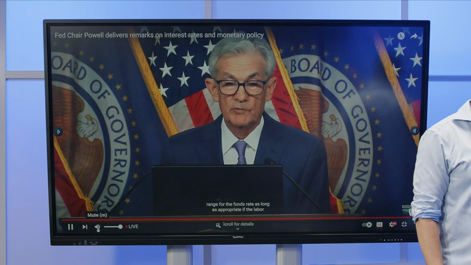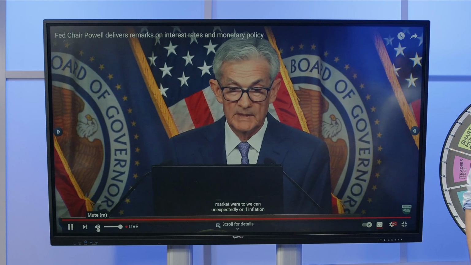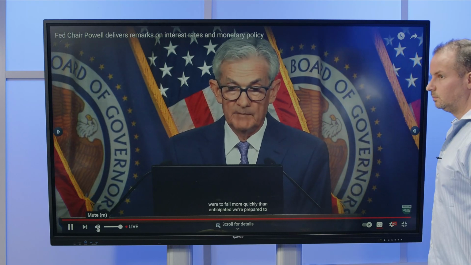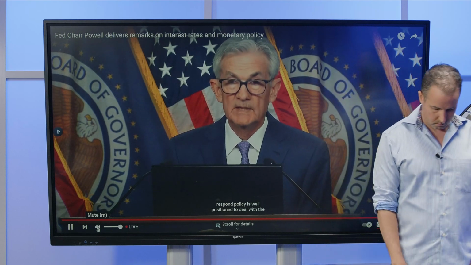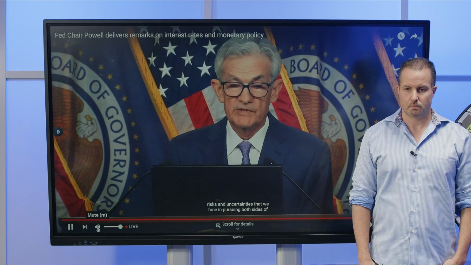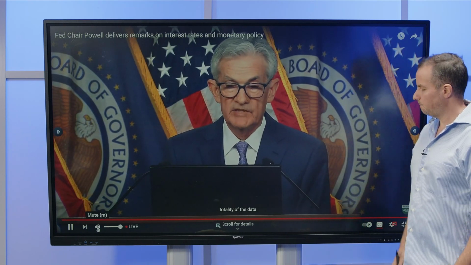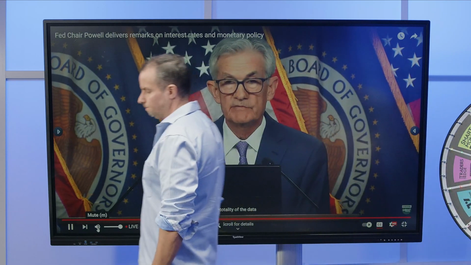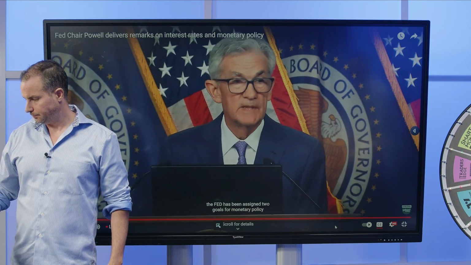If the labor market were to weaken unexpectedly, or if inflation were to fall more quickly than anticipated, we're prepared to respond. Policy is well positioned to deal with the risks and uncertainties that we face in pursuing both sides of our dual mandate. We'll continue to make our decisions meeting by meeting, based on the totality of the data and its implications for the outlook and the balance of risks. The Fed has been assigned two goals for monetary policy: maximum employment and stable prices.